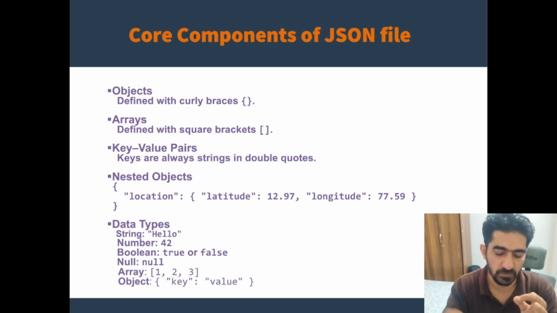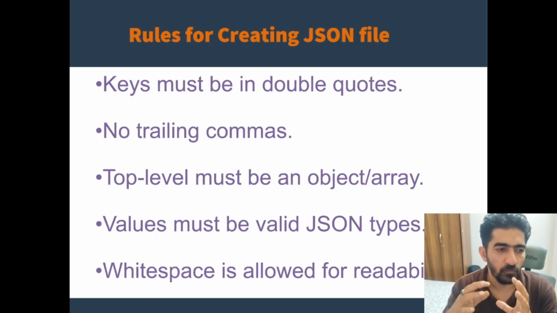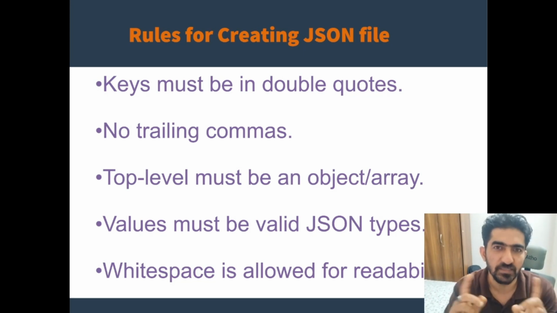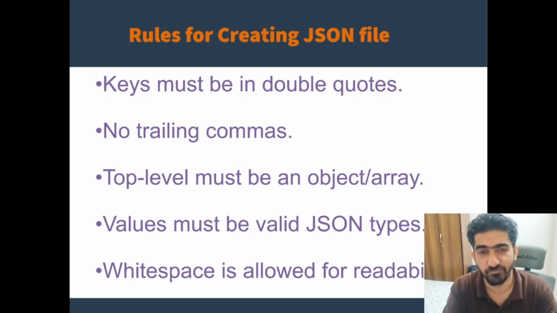Next we'll see what rules we have to keep in mind if we are creating that file manually. What are the things we have to keep in mind while creating this file? The first one is that a key must be in double quotes. In the last example, we had latitude inside the curly braces, so that is a key. The value comes after that colon.